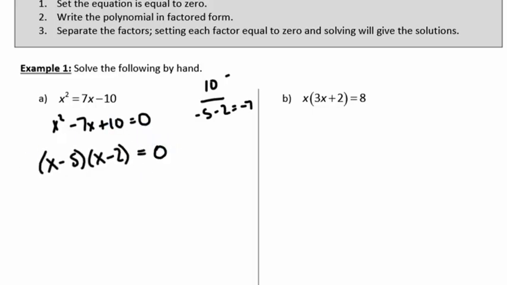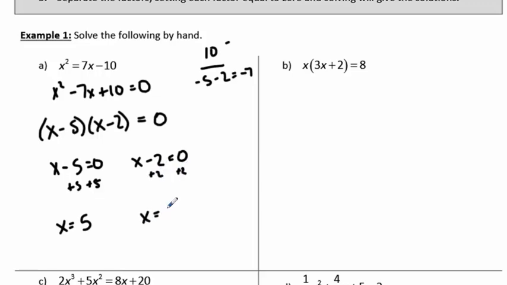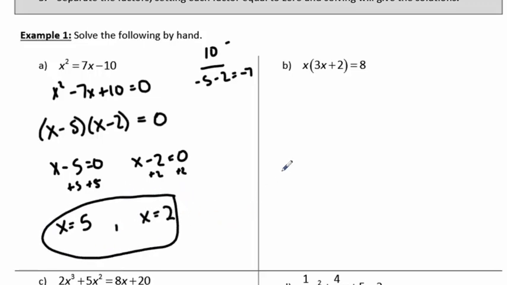The zero factor property says that the only way for this product to be 0 is if either x minus 5 is equal to 0 or x minus 2 is equal to 0. If either of these things happens, the equation is equal to 0, so it's true. So I solve each of these. Add 5 to both sides. The first solution is x equals 5. And the second solution, if I add 2 to both sides, is x equals 2. So there are two answers to this equation. The equation is true for both x equals 5 and x equals 2.